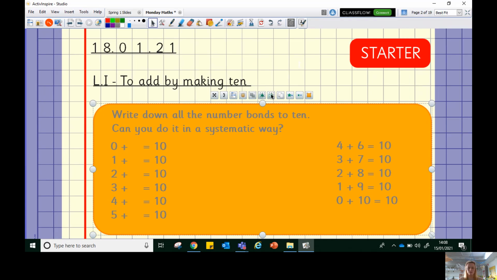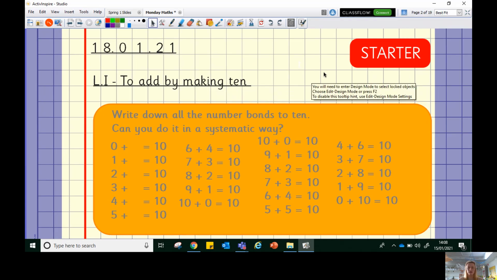Okay, so a lot of you will have had a go at that. So here are some of my examples. See if you've managed to get all of the same examples here. Okay, I'm going to have a go. So 2 plus 8 equals 10, 3 plus 7, 4 and 6, and 5 and 5 are twins, especially if you listen to that video, you'll know what I'm talking about.